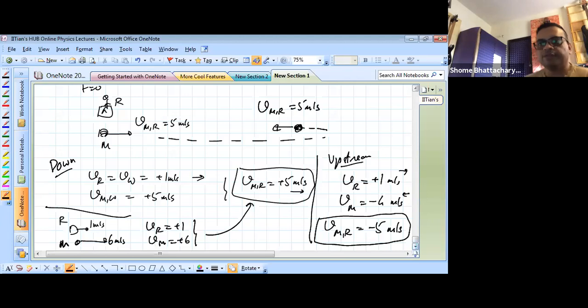Actually, one time it was going downstream at 6 and he was going at 1, so to him it looked like 6 minus 1. The second time it is coming upstream, they are going in opposite directions, but with speeds of 1 and 4. So the relative velocity again becomes how much? 5. Is this point clear to all of you?